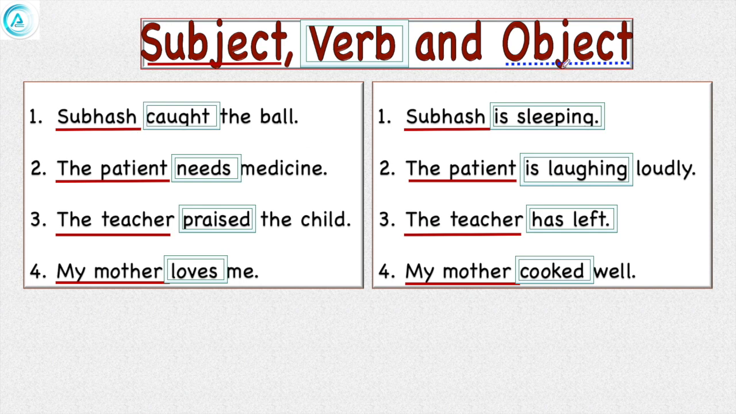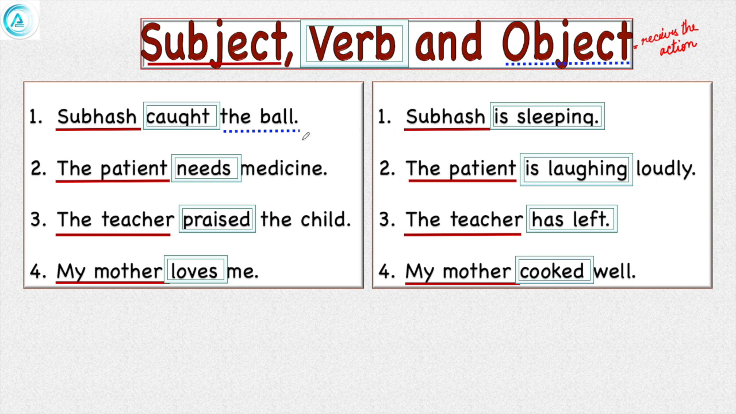Now we will come to the object. Subhash caught the ball. In this sentence, the ball is the object because an object is a word which receives the action. If you say that Subhash caught, then this sentence will be incomplete because this verb needs an object to complete it. But if you look at this sentence, Subhash is sleeping, this sentence doesn't need any object. This is complete. So we have two kinds of sentences: in one the formation is subject plus verb plus object, and in the other, subject plus verb, and the sentence is complete. So some verbs need an object to be completed and other verbs don't need any object.